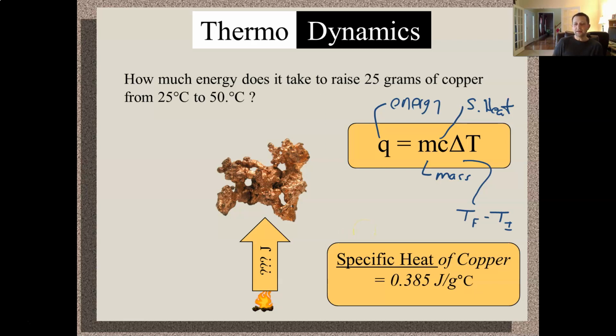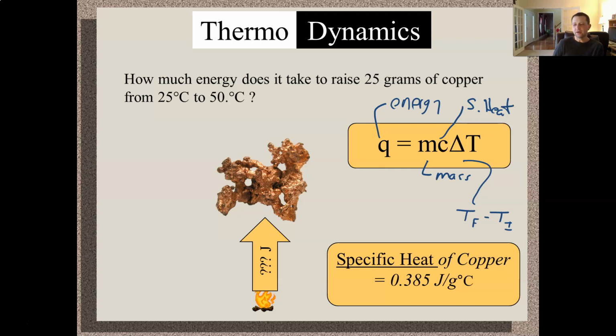Specific heat of copper is 0.385 joules per gram degree Celsius. So much easier to heat up a piece of copper by 1 degree Celsius than it is to heat up a gram of water by 1 degree Celsius. So the specific heat for water was 4.184 joules per gram Celsius. And then for copper, it's 0.385. So way less energy required to heat up 1 gram by 1 degree Celsius.